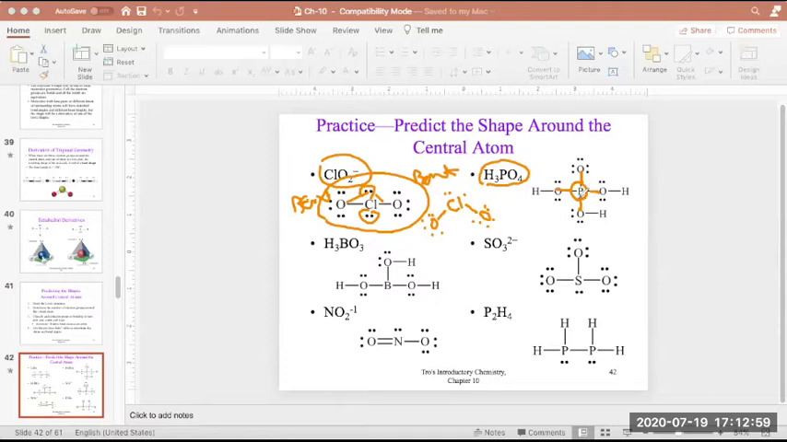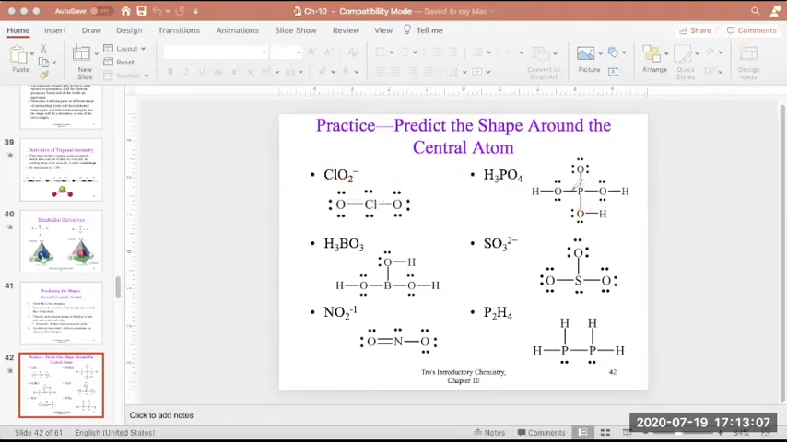Why? Because on phosphorus, you don't have any lone pair. So the structure will be as usual, tetrahedral, right? You don't have any lone pair. So try to understand and answer all the remaining molecules by yourself, and that will help you. The answer is already provided to you over here.